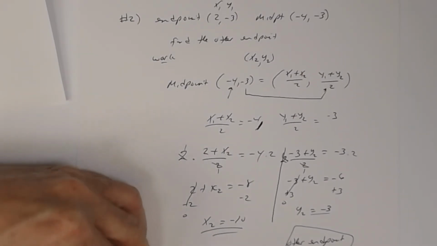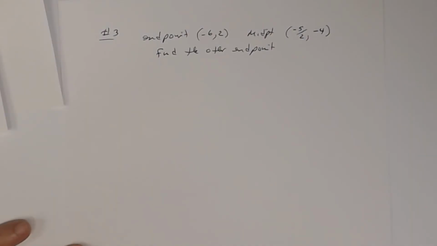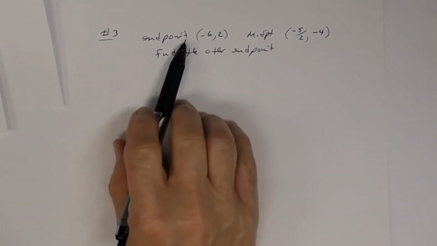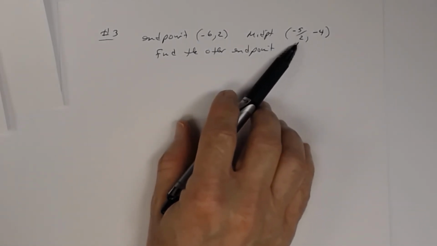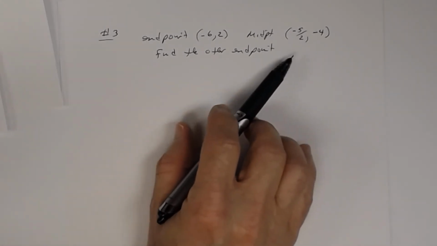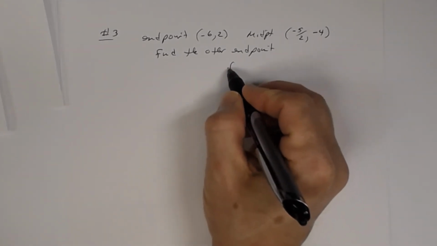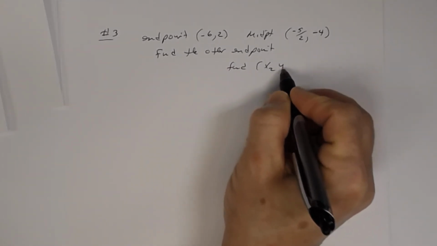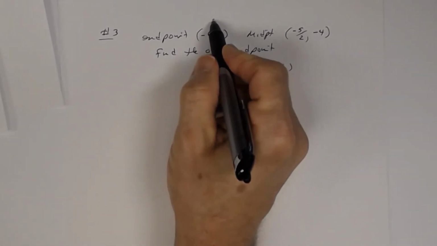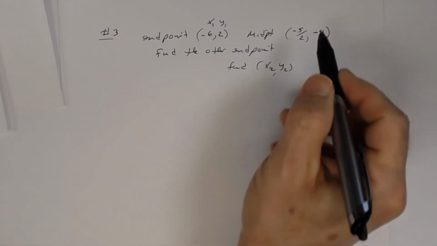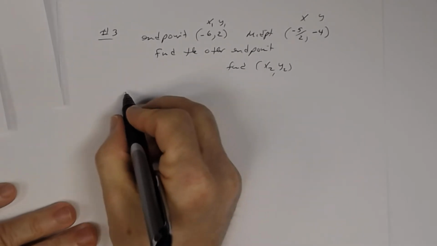Now let's do one where we're going to have a fraction, just to kind of show you what to do. Okay, so this time we have the endpoint being negative 6, 2. Now notice the midpoint this time has a fraction in it. We can still deal with it. We know how to deal with that. All right, so then you want to find the other endpoint. So in other words, I want to find x2, y2. So let's call this my first endpoint, x1, y1, and then let's call this xy for my midpoint.